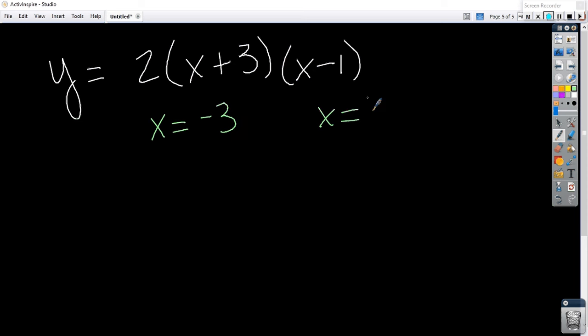Because remember, what you really do is you set those pieces equal to 0 and you solve, and when you solve, you have to move it to the other side. In other words, if I said x plus 3 equals 0, I would have to change the sign to get it to the other side. So that's why.